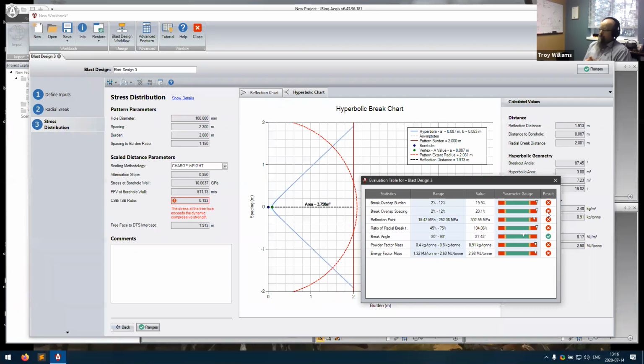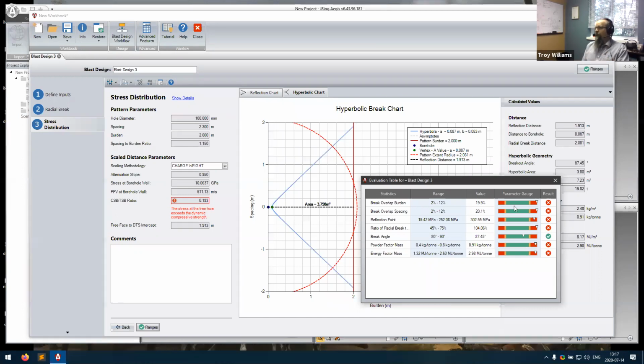First, we can change the explosive product. We can move from an emulsion to something with less energy. We can change the blast hole diameter. We can decrease it to reduce the detonation velocity, thereby reducing the amount of energy, or we can increase the pattern, the burden and spacing.